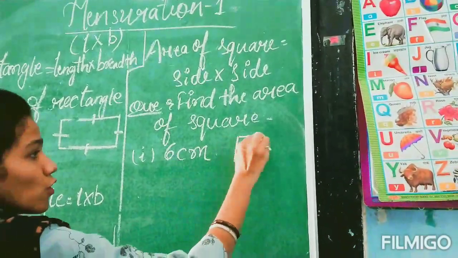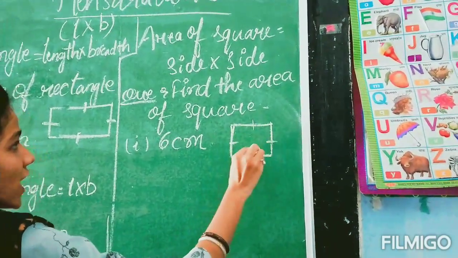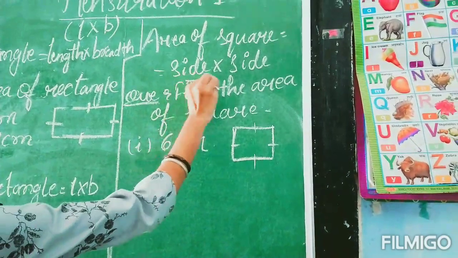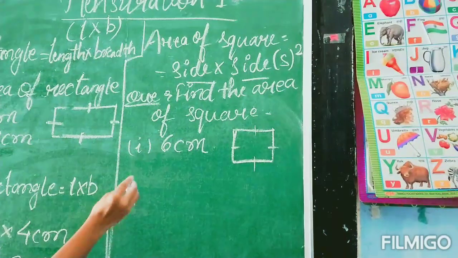Next another question. Area of square. Square has 4 sides equal. Square के चारों sides equal होते हैं, इसलिए उसका formula क्या होता है? Side into side. Means side का square.